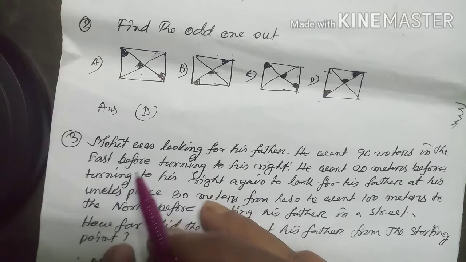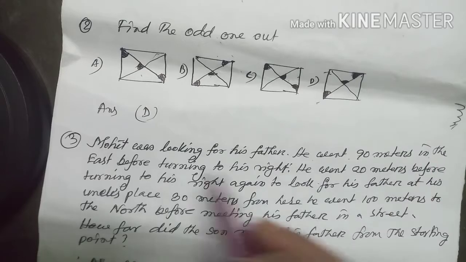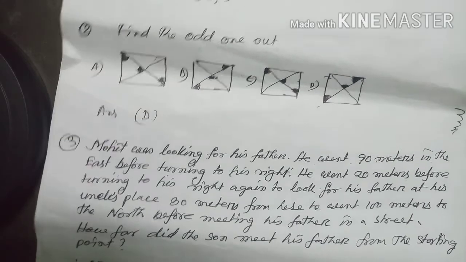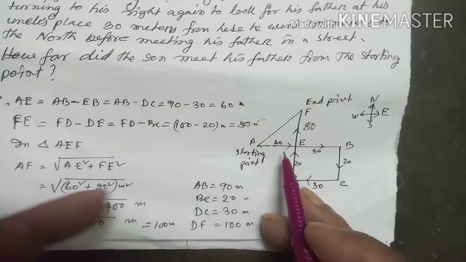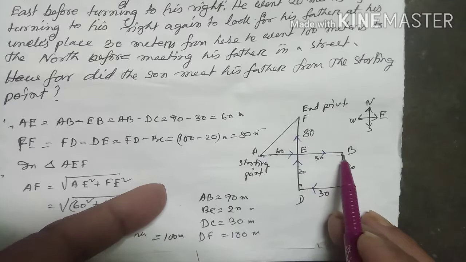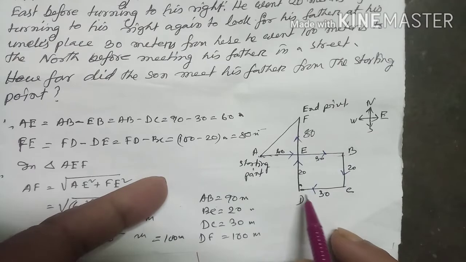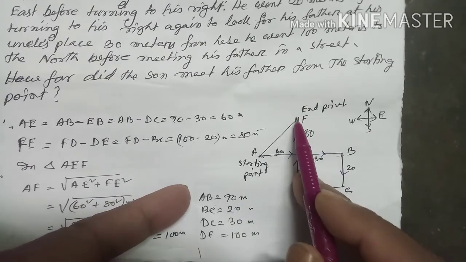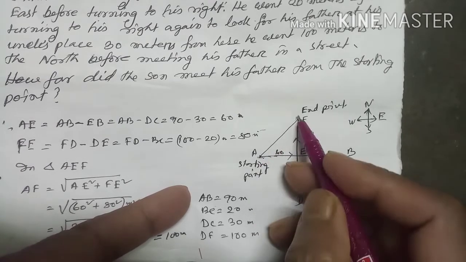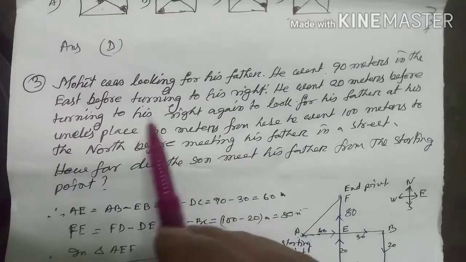Question number 3. Mohit was looking for his father. He went 90 meters to the east before turning to his right. We have to draw the figure from A to B 90 meters to the east, then 20 meters, then 30 meters, then again D to F 80 meters. So you have to find the distance between the starting point and end point. That means we have to find AF. You have to draw the figure according to the question.